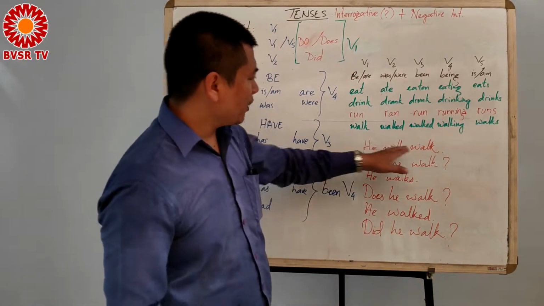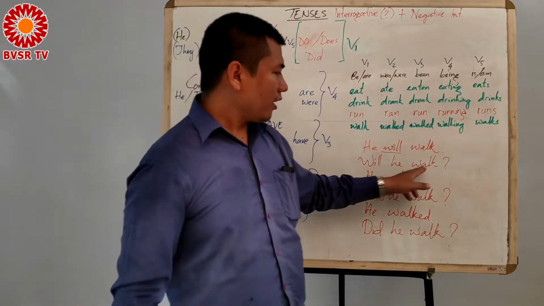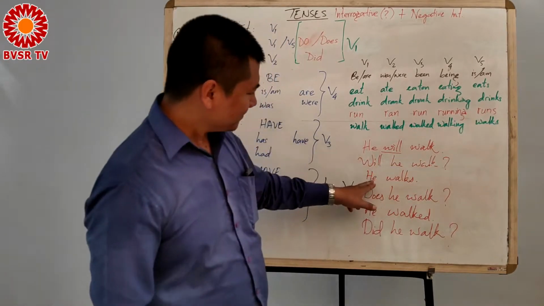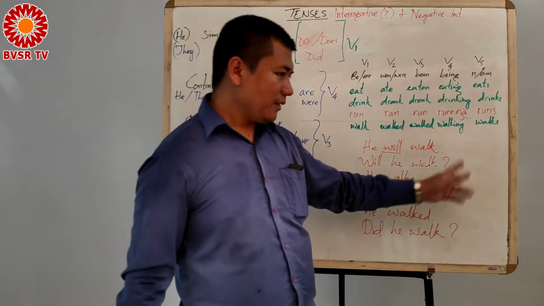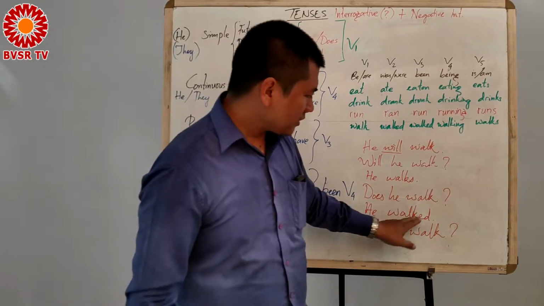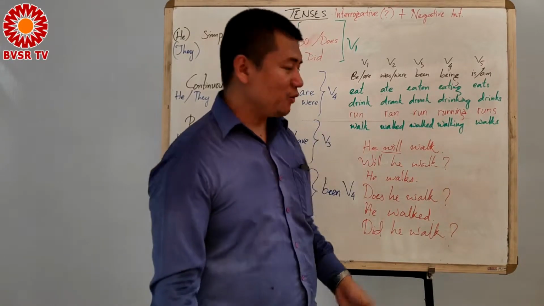Okay, now let us make full sentences. He will walk in the park. Will he walk in the park? He walks in the park. Does he walk in the park? He walked in the park. Did he walk in the park? That's how you make sentences.